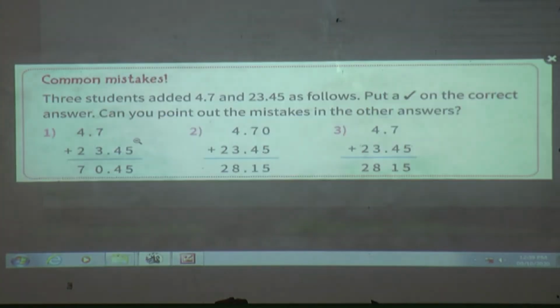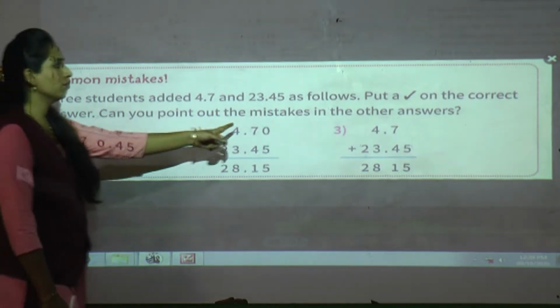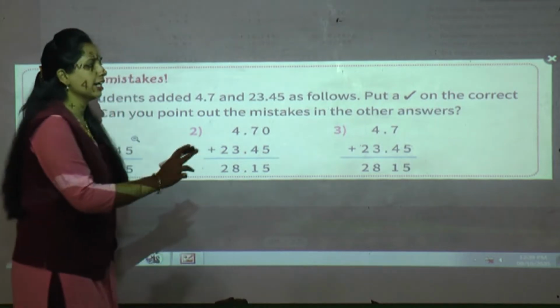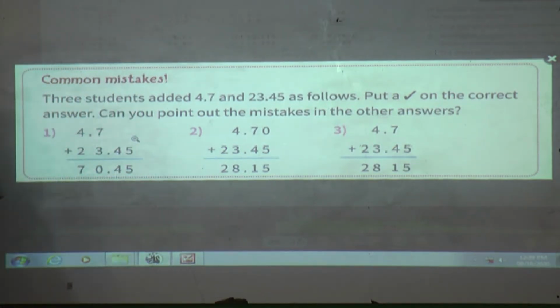Now see, here they have shown that while solving the addition of decimals, where you can commit mistakes. So you should not commit the mistake. That's why they have given some examples. Okay, let's see. 3 students added 4.7 and 23.45 as follows. Put a tick on the correct answer and point out the mistakes in the other answers. We will point out the mistakes.